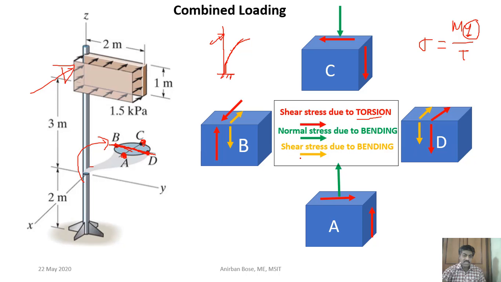Now coming to shear stress because of bending. Shear stress, you know, is maximum at the neutral axis. So at B and D you will get the maximum shear stress because of bending, whereas A and C are at the outer surfaces where shear stress because of bending will be 0, and that is why you cannot see any shear because of bending at A and C. But at B and D definitely you will get that shear stress, and that you can see from here.